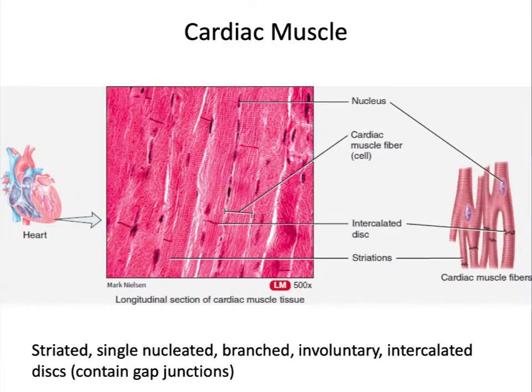Cardiac muscle cells, however, are a little bit different. While they are striated, they only contain a single nucleus, and cardiac muscle cells are branched and involuntary. One feature that cardiac muscle cells have is that they contain intercalated discs. You can see these as dark lines going horizontally on the picture. The intercalated discs contain gap junctions, which, if you remember, are little tunnels that allow for very rapid communication between cells.